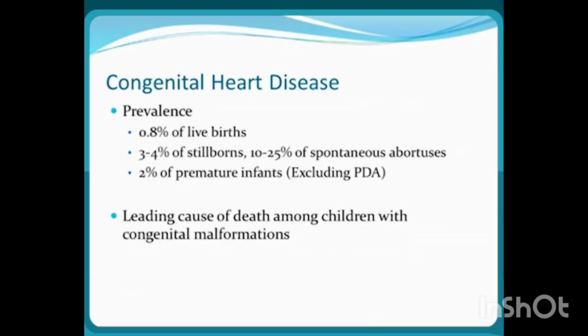4% of stillbirths are said to have CHD, 10 to 25% of spontaneous abortuses are said to have CHDs, and 2% of premature infants have CHD. We are excluding PDA here because otherwise 80 to 90% of premature infants have PDA. CHD is the leading cause of death among children with congenital malformations in any organ anomalies.